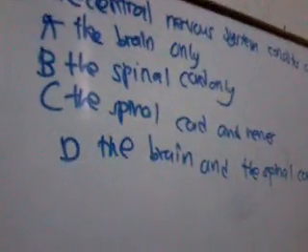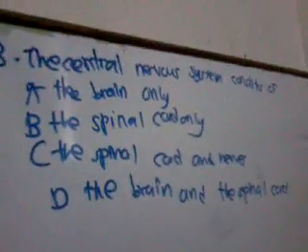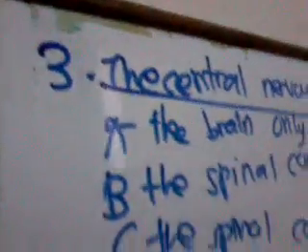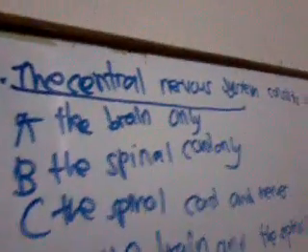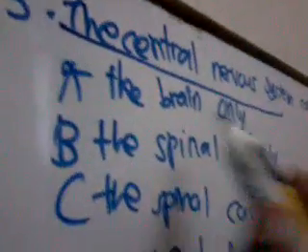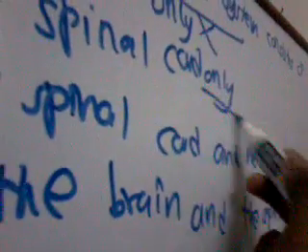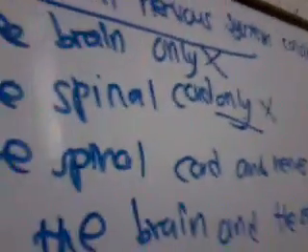Before you answer the question, you need to underline the keyword, which is central nervous system. Okay, so let's check the answer. A, the brain wholly. The central nervous system is not only the brain. The brain is correct, but it's not only the brain, there is another part. So A is out. B, the spinal cord wholly. The spinal cord is correct, but it's not wholly the spinal cord either, so it's wrong.